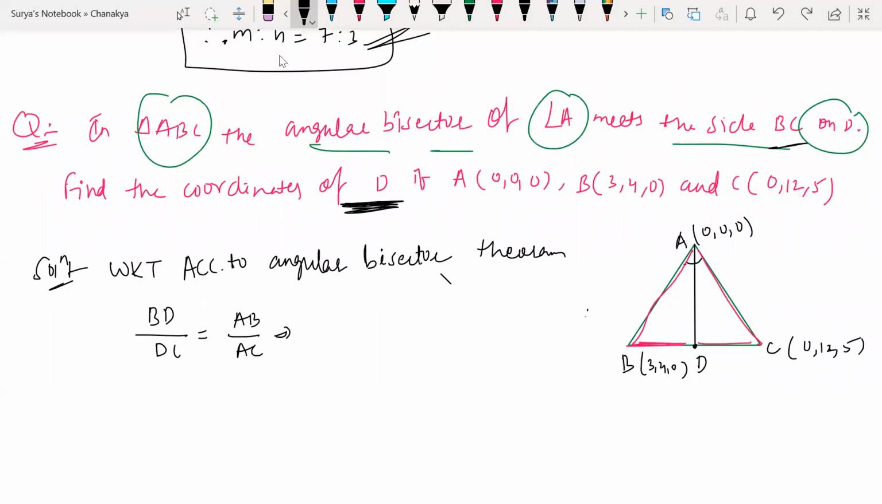Look at this now. What is AB here? We have to use the distance formula. AB is 5, very simple. And AC is what? 13, since 144 plus 25 is 169. So now can I write BD:DC is equal to 5:13?